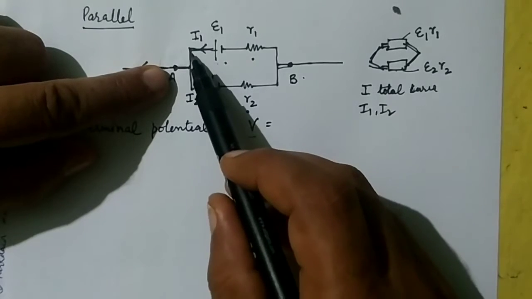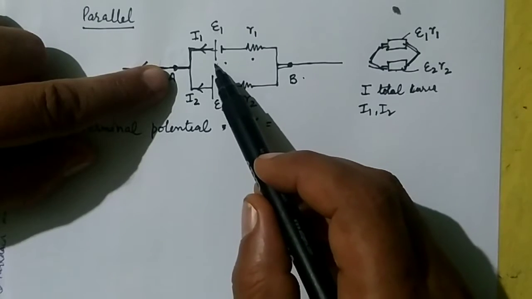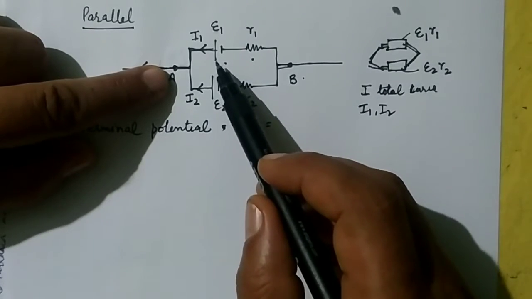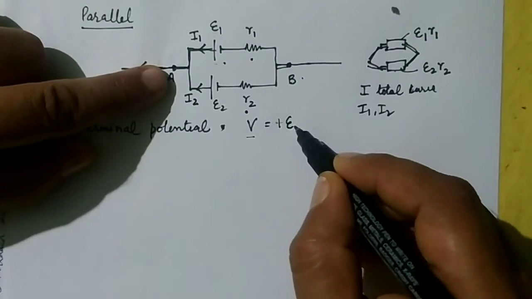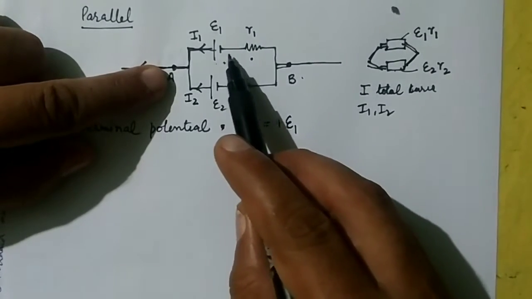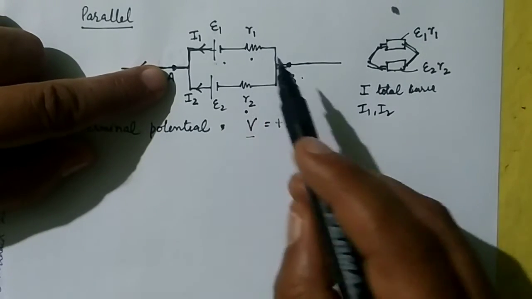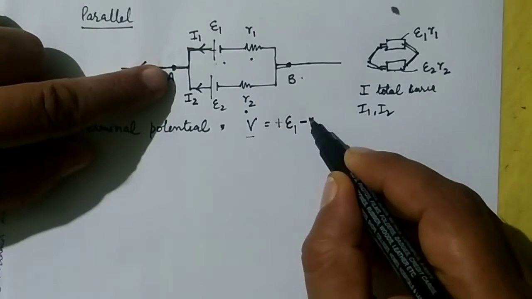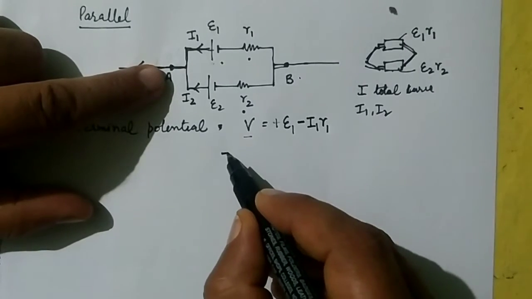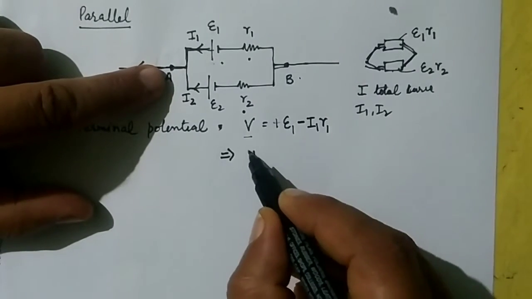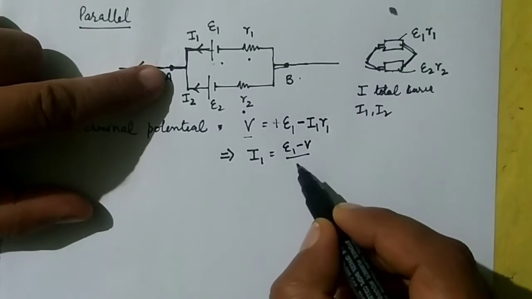So while moving from A, in this cell the current is according to the cell, so it is discharging, it generates the potential, so it becomes positive E1. Moving further, this is your internal resistance. Resistance always consumes the energy, so it is minus I1 R1. From this equation I will calculate I1. So I1 will be equal to E1 minus V divided by R1.